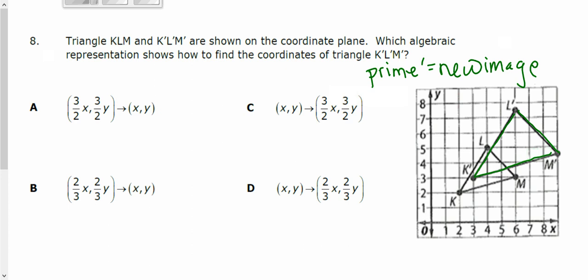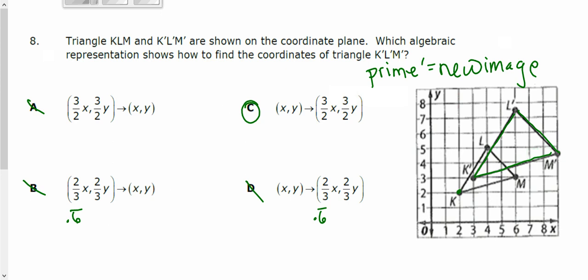So it's getting bigger. So it needs to be multiplying by a scale factor that is bigger than 1, while 2/3 is not bigger than 1. It's 0.6 repeating. So I'm going to get rid of B and I'm going to get rid of D. Now, hopefully you should already know that my scale factor must be 3/2. The question is, do I do A or do I do C? Well, I'm never going to have my scale factor first and then end up with x and y. It's always going to be written with x comma y and then 3/2 x, 3/2. But let's look at how we could come about getting this 3/2 if I couldn't have eliminated all my answer choices.